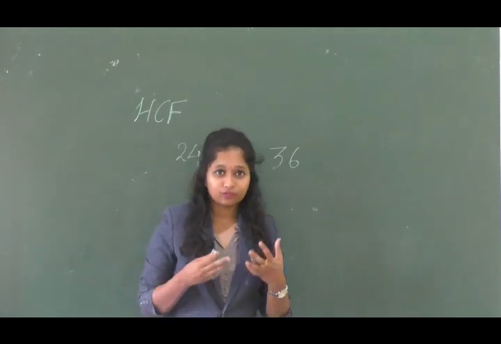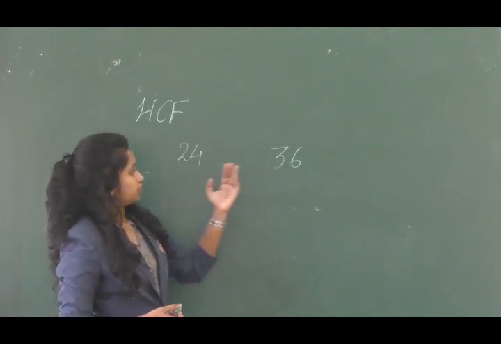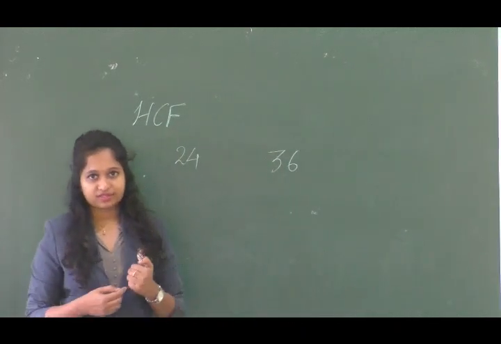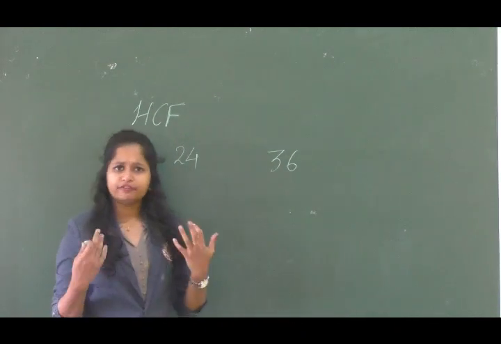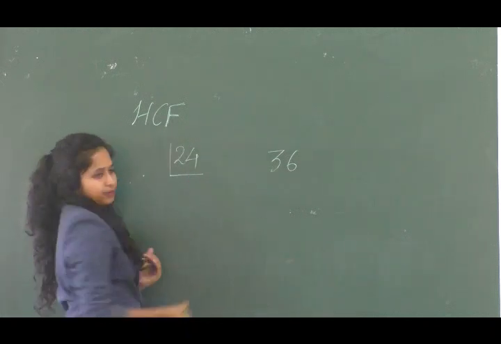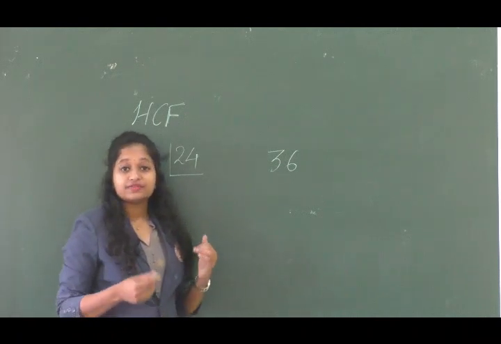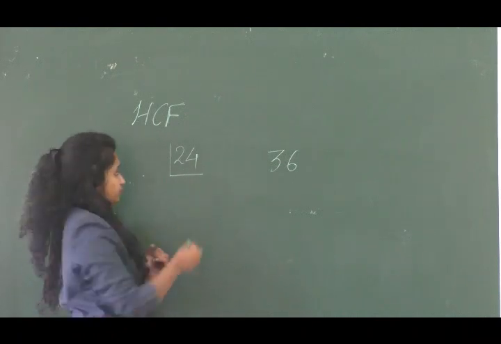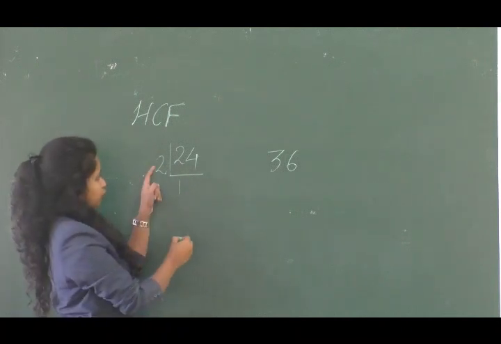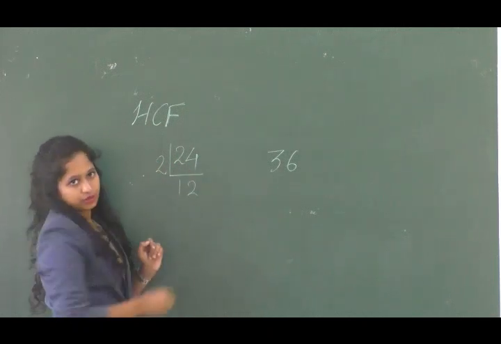So children, I have one more example here to find the HCF of 24 and 36. So let's prime factorize it. We can do by factor tree method also. I am doing it in this way. Okay? So 24 is divisible by 2. Isn't it? 1 into 2 is 2. 2 into 2 is 4.